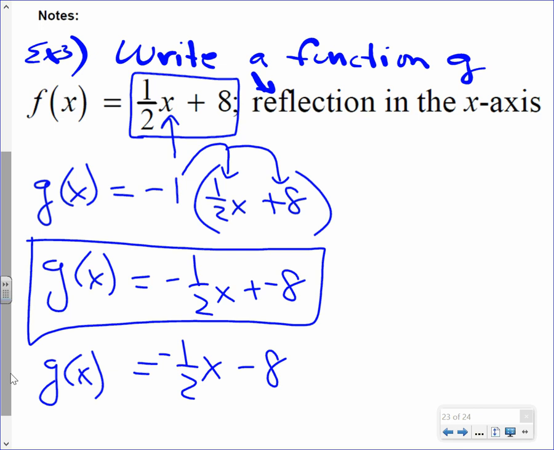Watch. Look at this. This and this mean the same thing. In our minds, as Math 3 students and more advanced mathematicians, we need to understand that this means that and that means that.